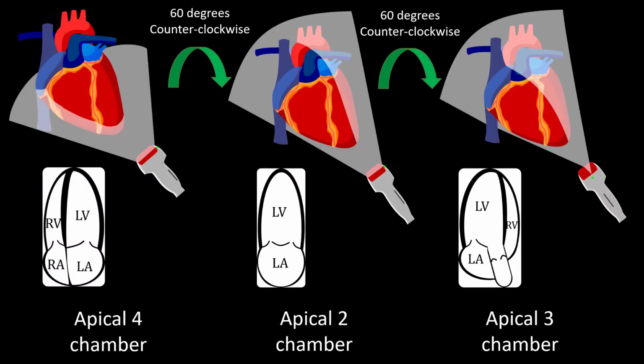From this point, you can obtain the three mainstays of the apical views. The apical 4-chamber view is obtained by having the probe marker turned towards the patient's back, as in 90 degrees from the patient's long axis or their spine.